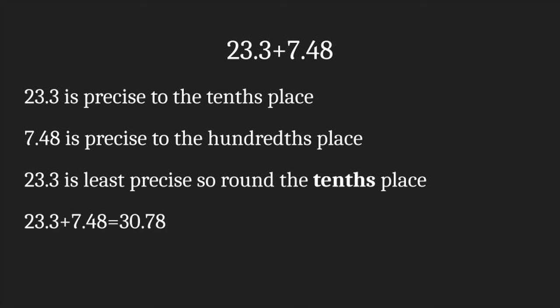That gives us 30.78. And the last step is to just round like we would in math class to the tenths place. So, if we round, the 8 tells the 7 to go up, and we will get 30.8. Now, let's try a subtraction question. So we have 13.459 minus 2. So, where is each of these numbers precise to?